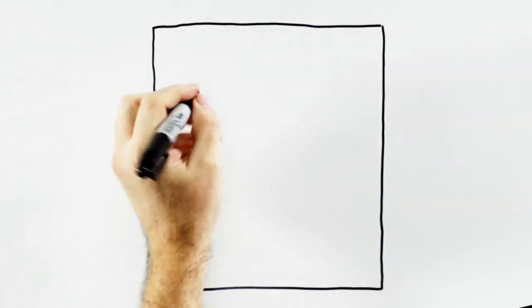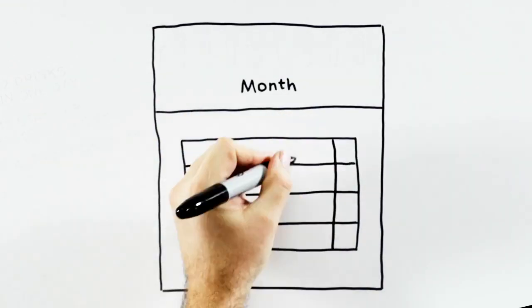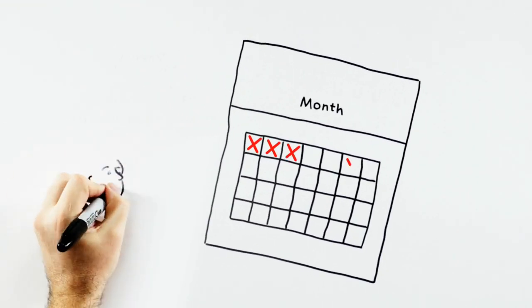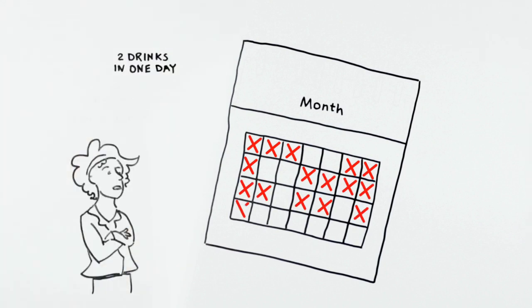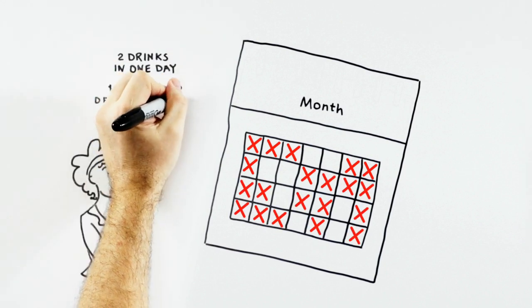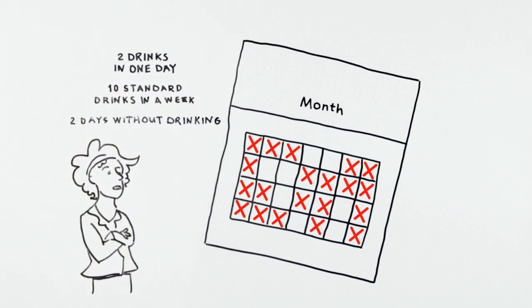If you're a healthy woman, drink no more than 2 standard drinks in a day, and no more than 10 standard drinks in a week. Again, less is always best. Every week should have at least 2 days without drinking to avoid it becoming a habit. Remember, these are maximum amounts to decrease your risk of injury and chronic disease, so less is always best.